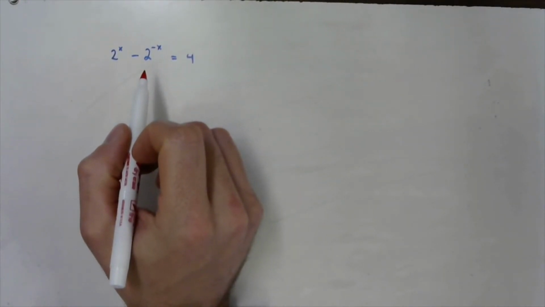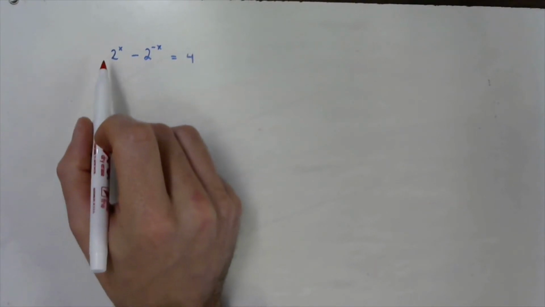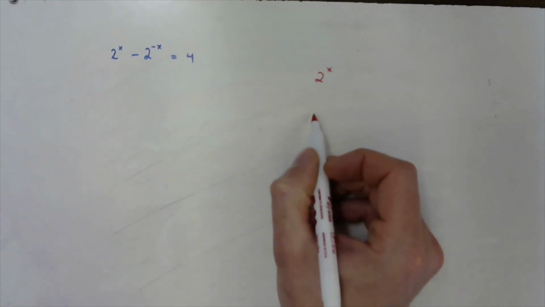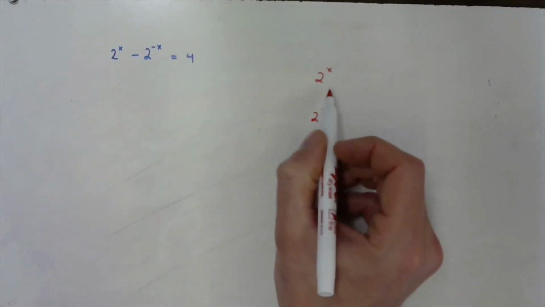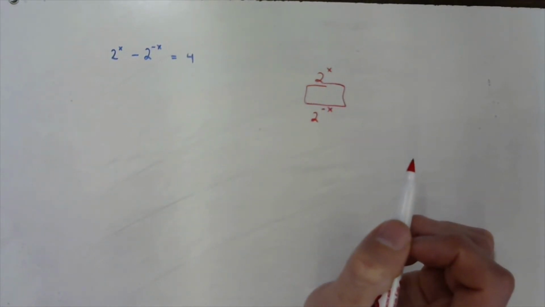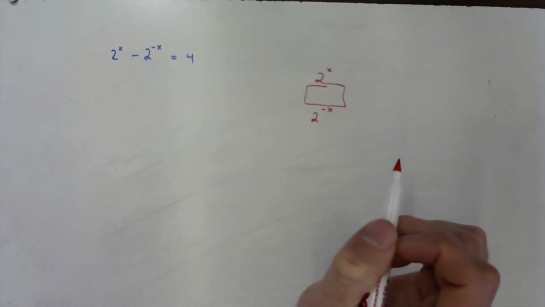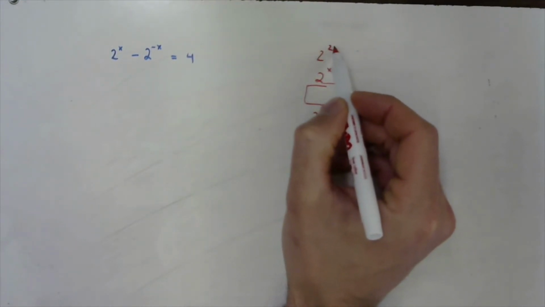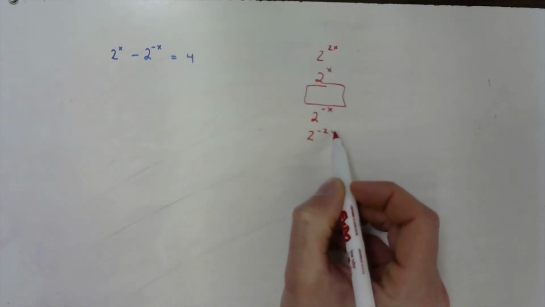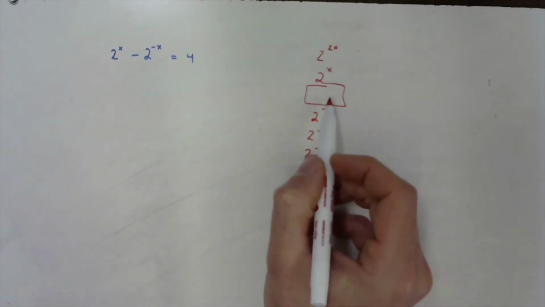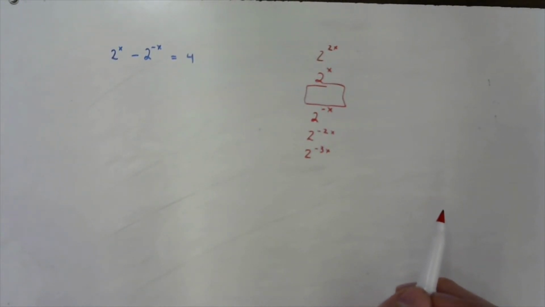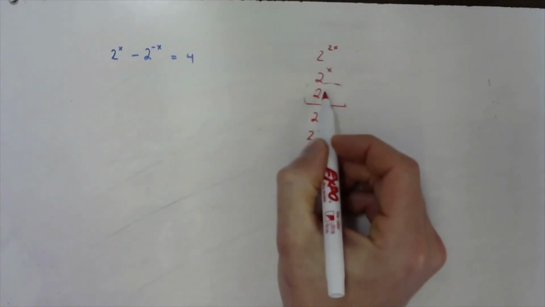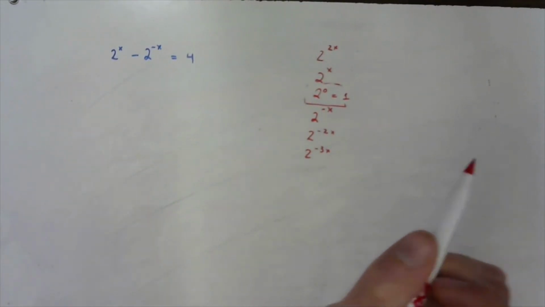Now, what power of 2 might fall in between these two? Like if I was making a list of the powers of 2 and I had 2 to the power of x and 2 to the power of negative x, what might go in between there? What am I missing? 2 to the power of 0, which is 1.